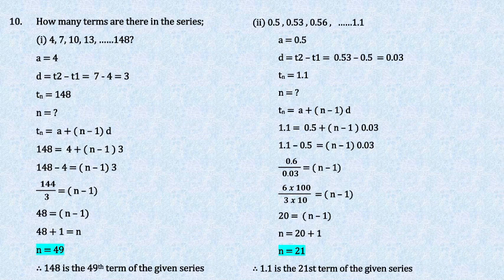So 148 is equal to 4 plus N minus 1 into 3. 148 minus 4 is equal to N minus 1 into 3. 144 by 3 is equal to N minus 1. 48 is equal to N minus 1. 48 plus 1 is equal to N, that is N is equal to 49. Therefore, 148 is the 49th term of the given series.